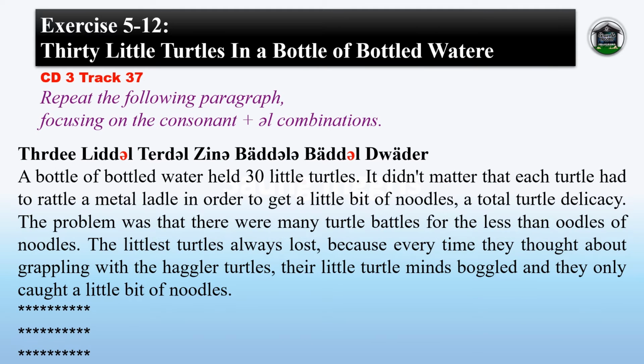Exercise 5.12. Thirty little turtles in a bottle of bottled water. Repeat the following paragraph, focusing on the consonant plus schwa L combinations. Thirty little turtles in a bottle of bottled water. A bottle of bottled water held thirty little turtles. It didn't matter that each turtle had to rattle a metal ladle in order to get a little bit of noodles.